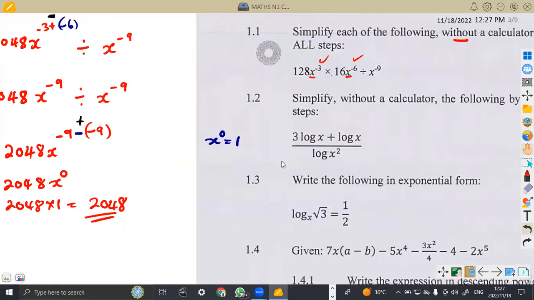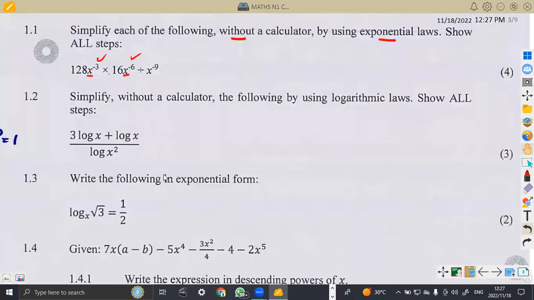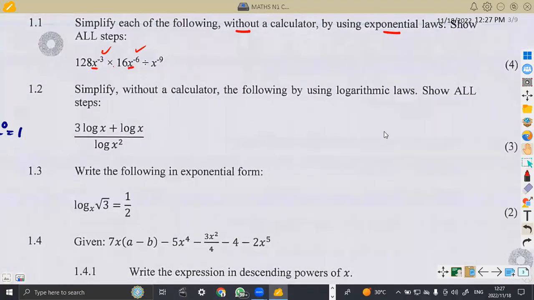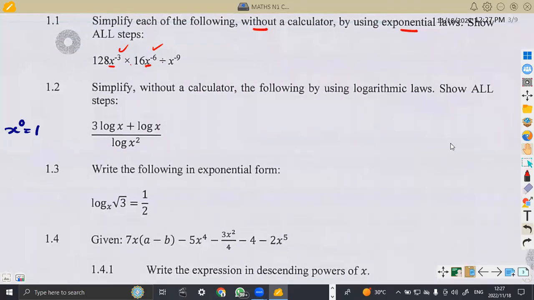I think it's clear. The other part was to simplify without also using a calculator the following by using logarithmic laws. Take note, the laws of logarithms are the ones that you're supposed to apply. So I want us to see something here. If we are to check properly, these two we are just adding. This is just like 3y plus y. It's just a normal addition. So here you can add. You don't panic here. It's just supposed to add 3 plus 1, which is 4.